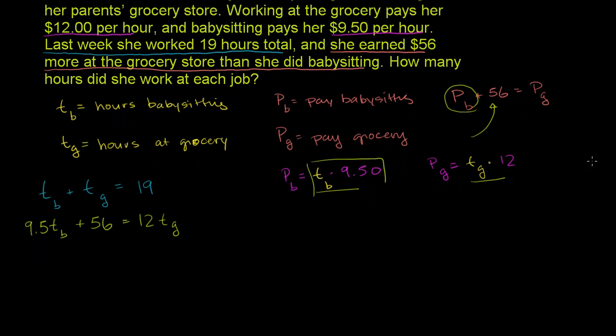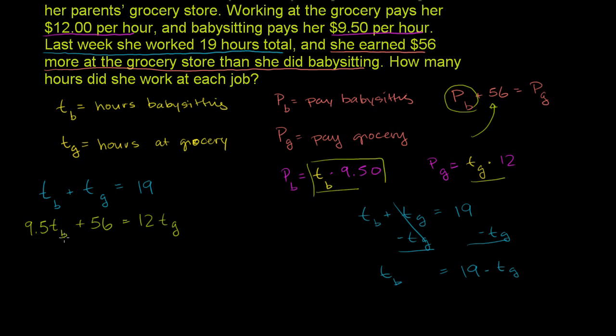So let's do it. The easiest way to do this might just be straight up substitution, because we have all these crazy numbers here. Let's solve for the time at the babysitting in terms of the time at the grocery. Take the top equation: the time babysitting plus the time at the grocery is equal to 19. If you subtract the time at the grocery from both sides, these cancel out, and you get the time babysitting is equal to 19 minus the time at the grocery. So we solved for the time babysitting in terms of the time at the grocery.